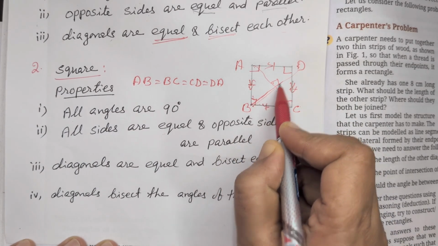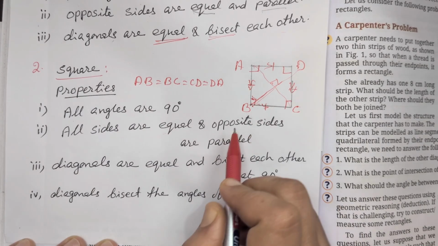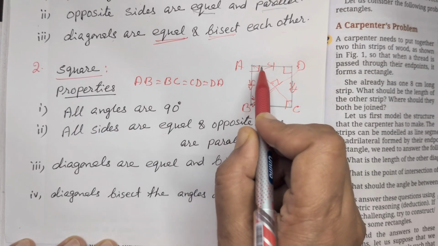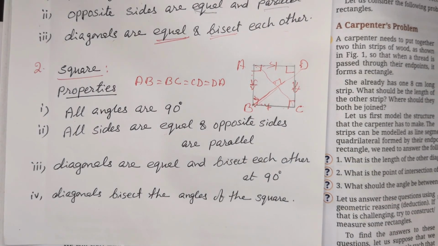When we draw the diagonal, this angle B is equally divided into two equal parts. When we draw AC, angle A is divided equally. Similarly, angle C is also divided equally. So these are the properties of a square.